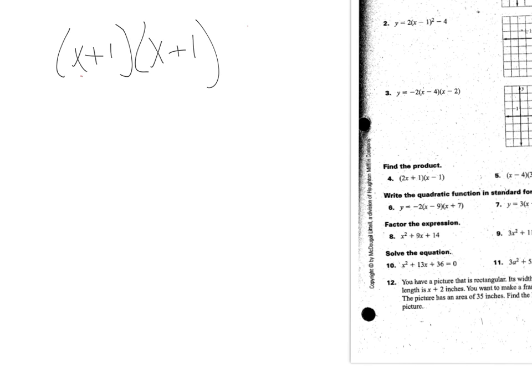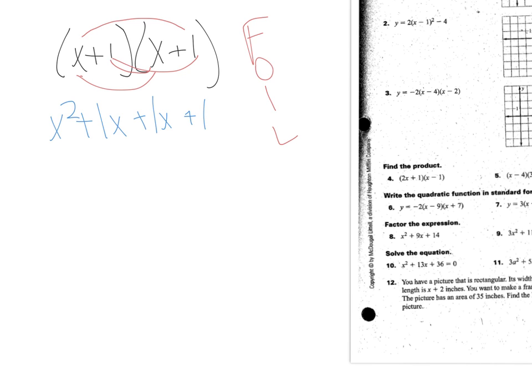Remember, FOIL stands for first, outer, inner, last. You multiply the first terms together, which gives you x squared. Then the outside terms, which give you positive 1x. Then the inside terms, which give you a positive 1x. And finally the last terms, which give you a positive 1. Notice you have to combine your like terms, so your final answer is x squared plus 2x plus 1.